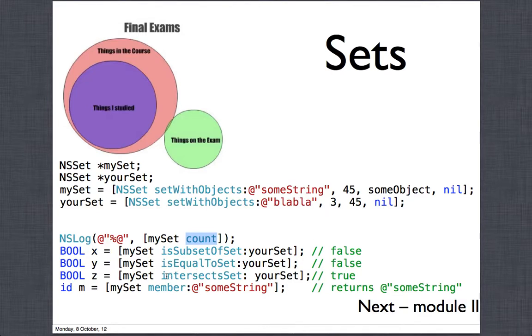If I have some intersection, meaning I have at least one object that is present in both sets, then this intersect set, a boolean, will be true. And I can get the object if it is the member of a set. So here I'm getting is some string a member of my set, and I see it's right here, so it is, and this call will return us the string, some string.